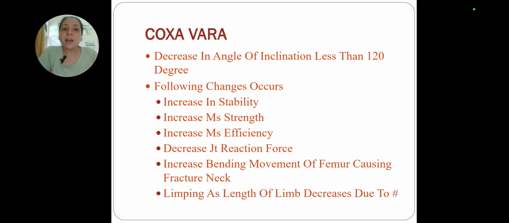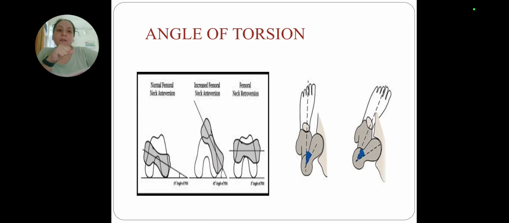In coxa vara, the angle of inclination is less than 120 degrees, so the following changes occur. That is, increase in stability, increase in muscle strength, increase in muscle efficiency, decrease in joint reaction force. But herein it causes a bending movement. When this joint reaction force is decreasing, there is an increase in the bending forces of the femur, which may cause a fracture of the femur, and there can be a limping due to the limb length discrepancy or the fracture of the head or neck of the femur. There can be a limping movement.